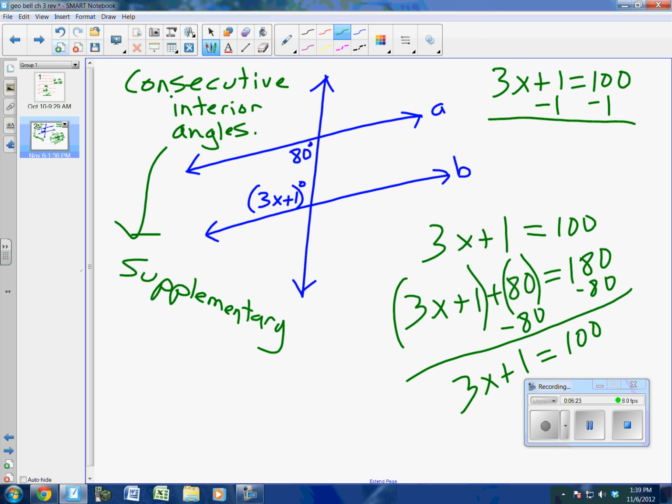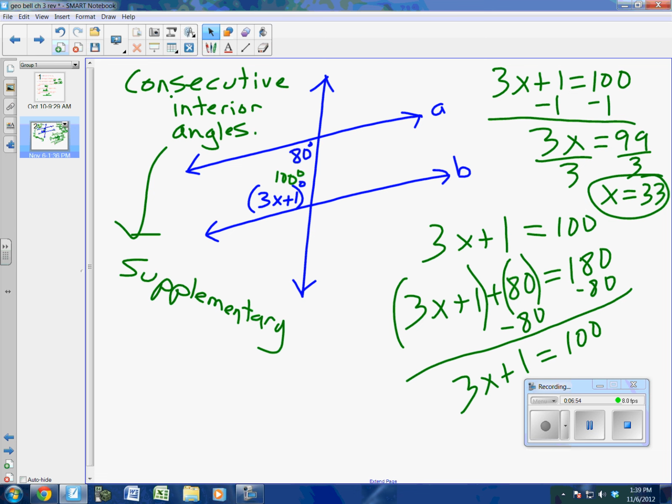Okay, minus 1 from both sides. I get 99. Then what? And I get what? 33. Now, if x is 33, then 3 times 33, plus 1 is 100. And so those two consecutive interior angles add up to 180, which means they're supplementary. Therefore, line A and line B are parallel, right? And so that answers our question. Any other questions on that one?